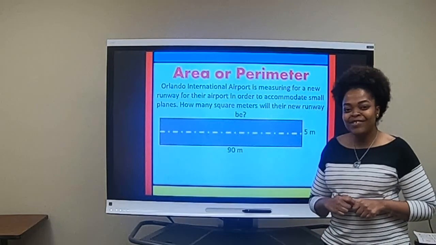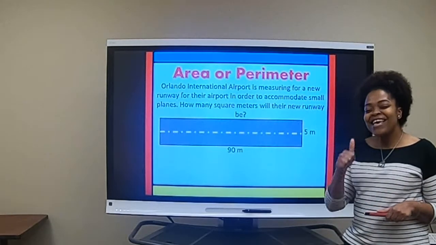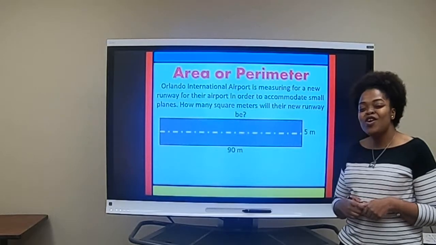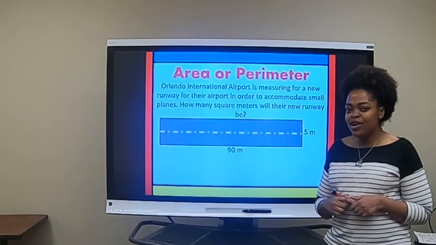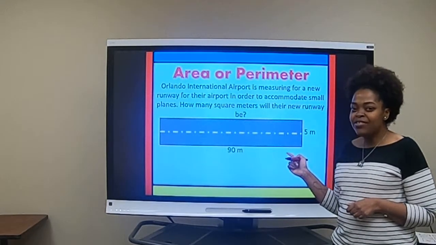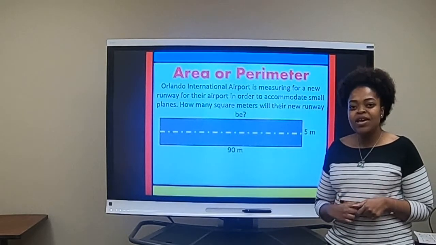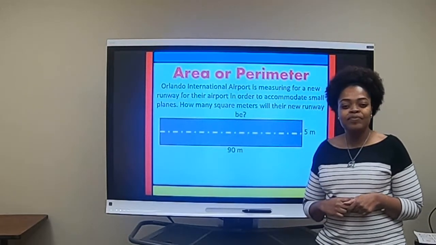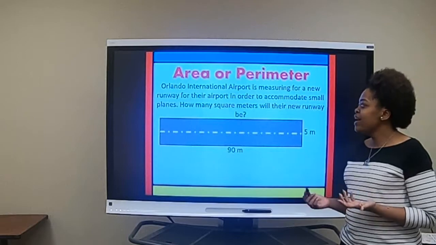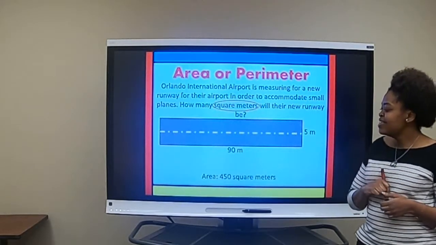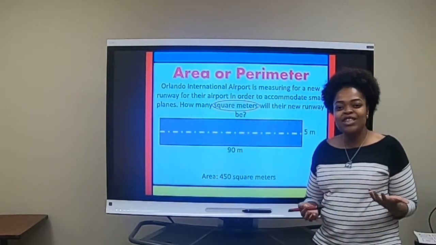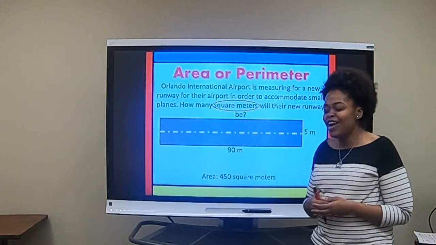You are absolutely correct. It is area. What key term may have helped you figure out that this word problem was about area? Right, because we know that area is measured in square units. Good job.